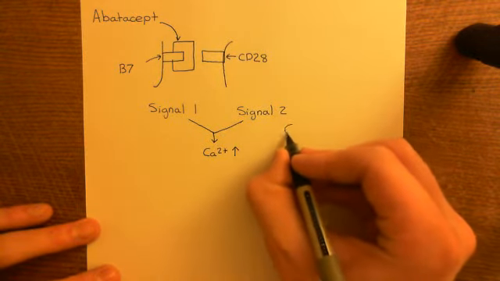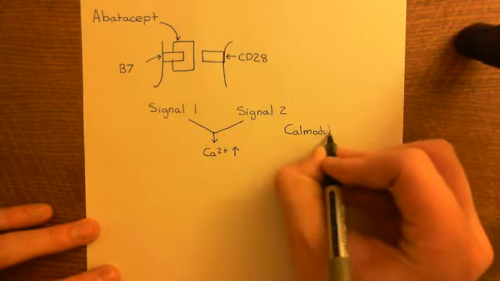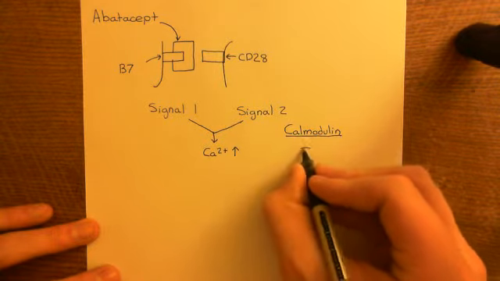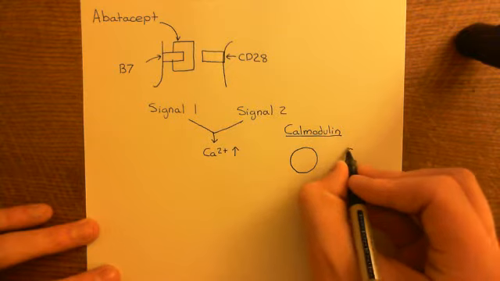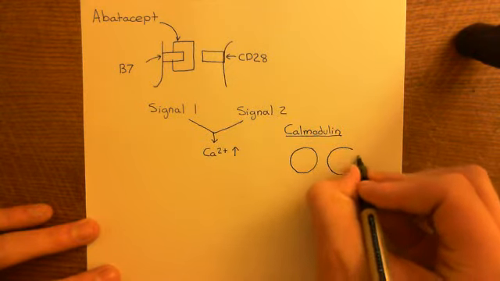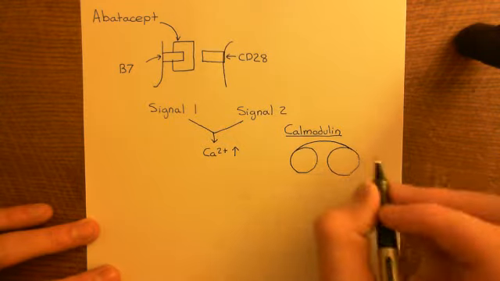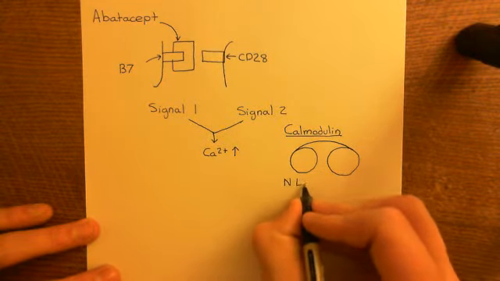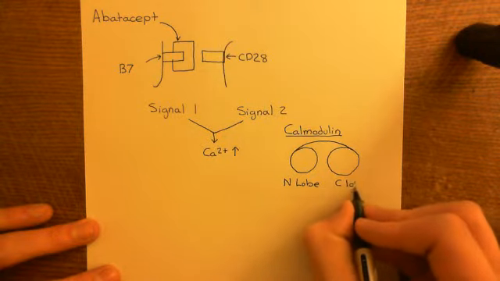So let me just discuss with you the structure of calmodulin. Calmodulin is a protein that has a bilobed structure, so it has two lobes. I've drawn one here, and here's the other one. It has a linker between these two lobes, like so. One of these lobes is called the N lobe, so we'll let this be the N lobe, and the other is called the C lobe.